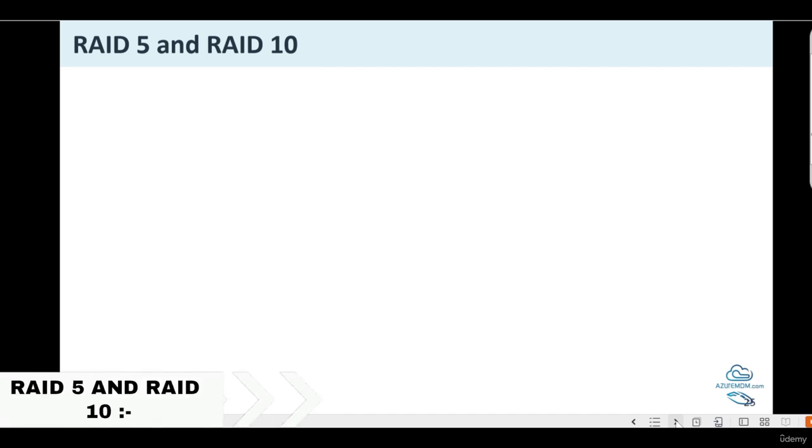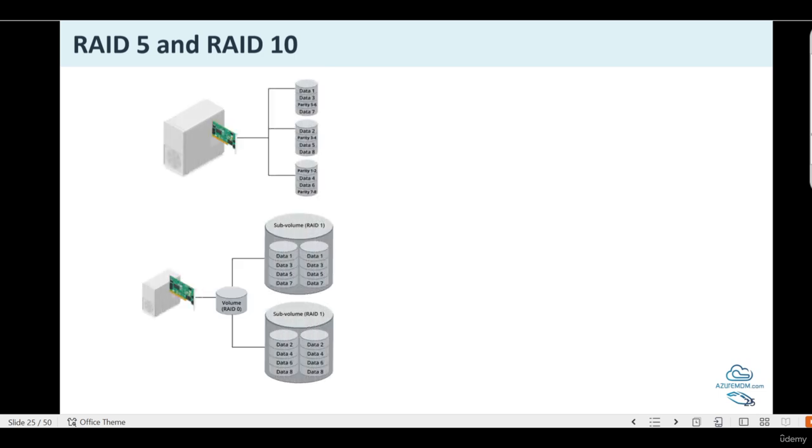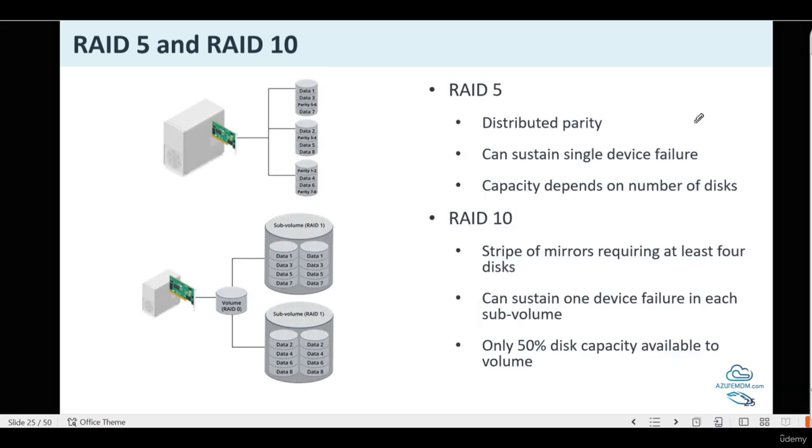Now, RAID 5 and RAID 10. RAID 5 spreads data and backup info across 3 plus disks. If one fails, no data is lost, but capacity is reduced by one disk's worth. RAID 10 combines mirroring, RAID 1, and striping, RAID 0, for speed plus safety, and needs 4 plus disks. It can survive one failure per mirrored pair, but only half the total space is usable.